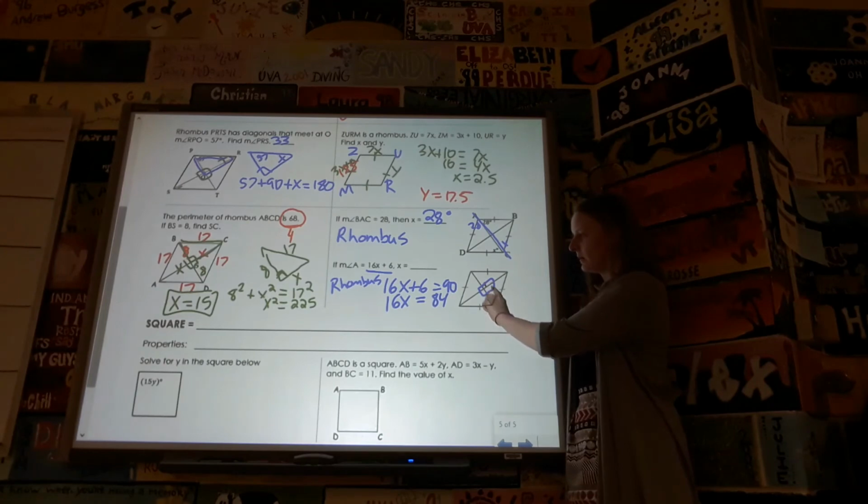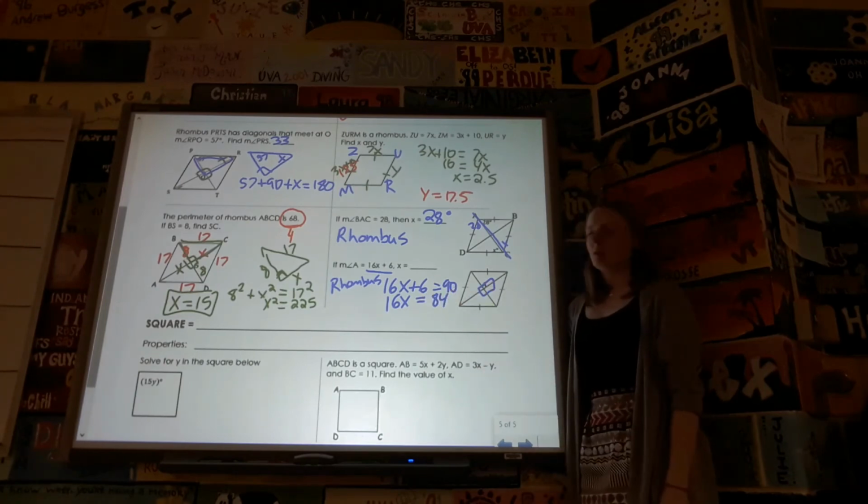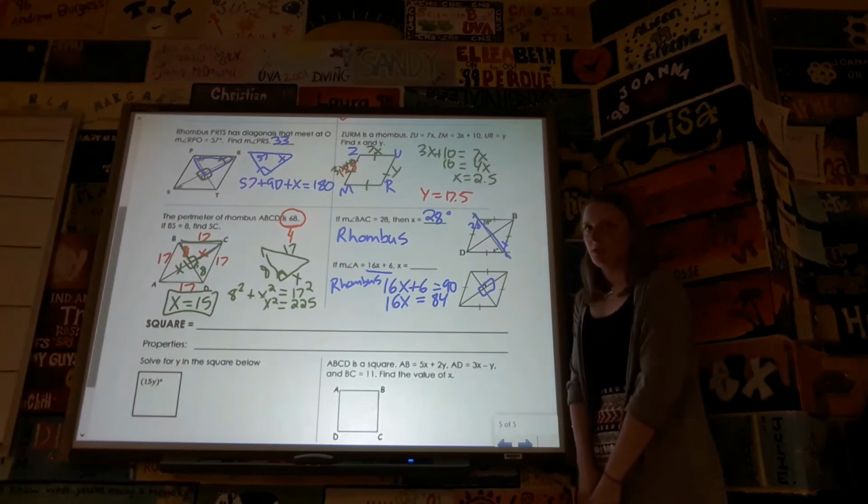Then we can say, oh, I know that these are all perpendicular, so this angle is equal to 90, and then I solve. So I don't know, what's 84 divided by 6? 5.25. Really? 5.25?